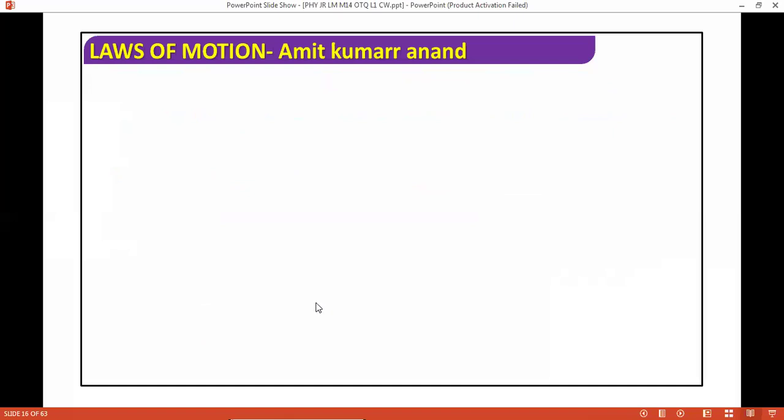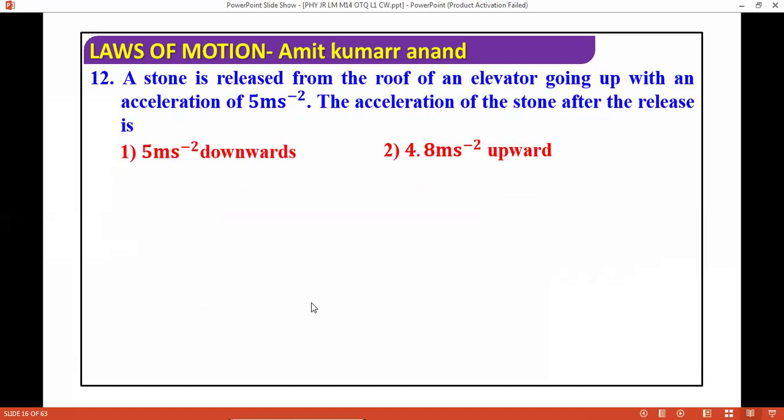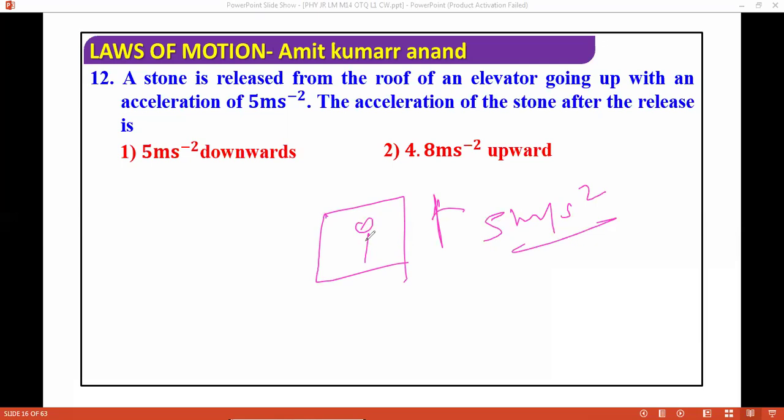A stone is released from the roof of an elevator going up with an acceleration. What is the acceleration of the stone after release? Basically, what is happening? The lift is going up. Suppose the lift is going up with an acceleration of 5 meters per second squared. If you let something fall, because of free fall its acceleration will be g, that is 10. So here you have to apply the concept of pseudo force and always reverse the direction. This is 5 meters per second squared, so it will come downwards plus 5 meters per second squared. This is the concept of pseudo force.